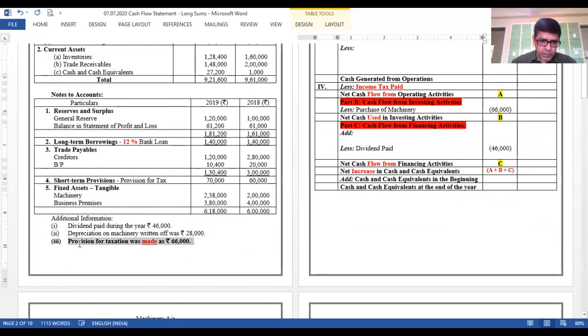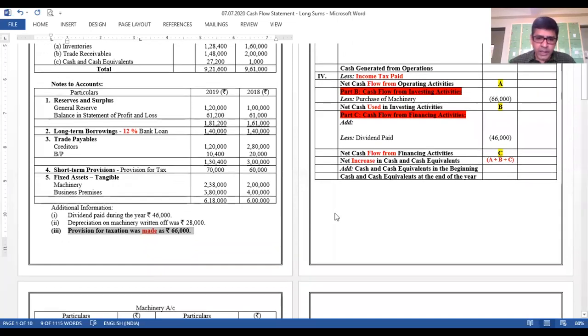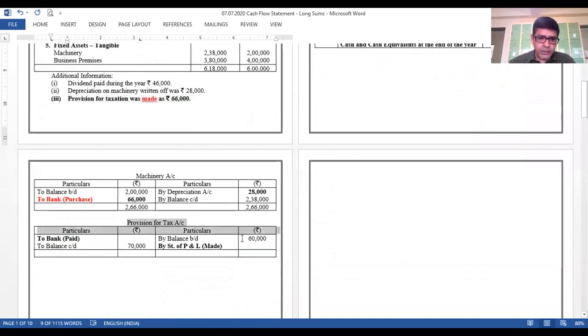Okay, after that, third adjustment. This is really very important, because just because of one adjustment we need to do the sum. We can see that the provision for taxation was made as rupees 66,000. Whenever we have this adjustment, provision for tax, we should think over the paid and the made part, right? But over here, provision for tax was made as rupees 66,000. So again, we need to prepare a ledger account for this.